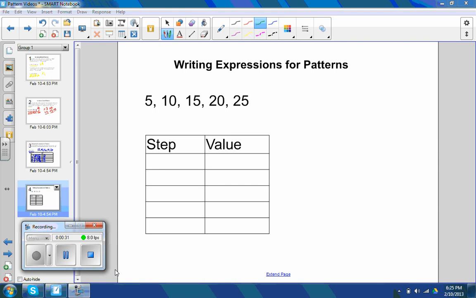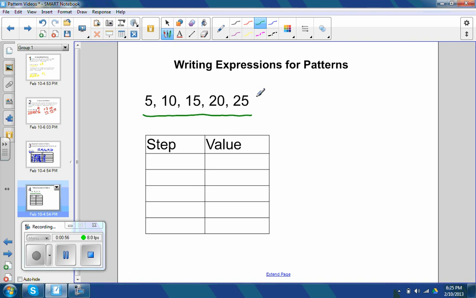In this case, we're going to look at the sequence 5, 10, 15, 20, 25. We know where that one's going, and we've used it lots before. Most people would say, well, we add 5 each time. But what are we really doing if we want to predict what we would do at the 10th step or the 15th step of that sequence? How would we be able to figure that out?